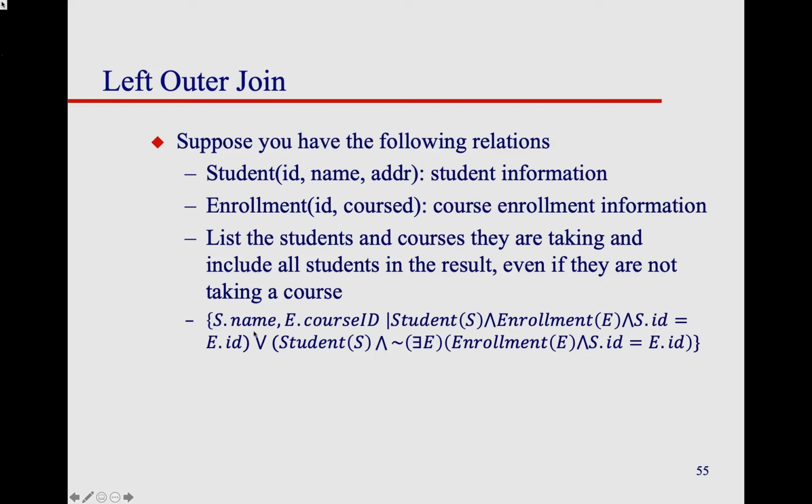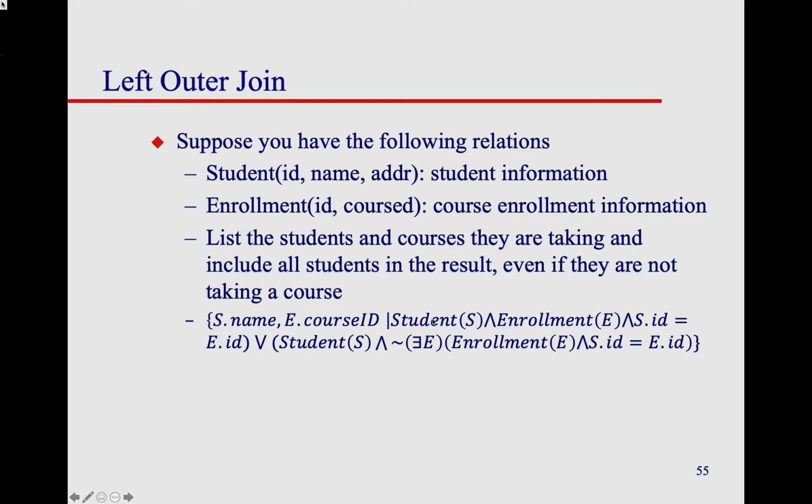So this is a join and both variables are free here. And S.ID equals E.ID. So this first clause gives us all students who are taking courses. The second clause is going to give us all students who are not taking courses. So the second one says, or give us students S, and there does not exist an enrollment tuple such that S.ID equals E.ID. And in this case, you would get a null for E.course ID.